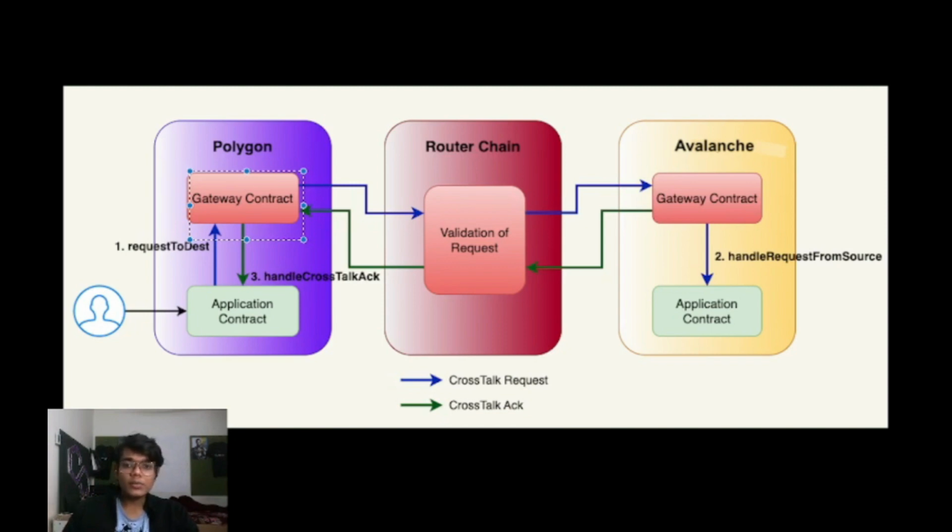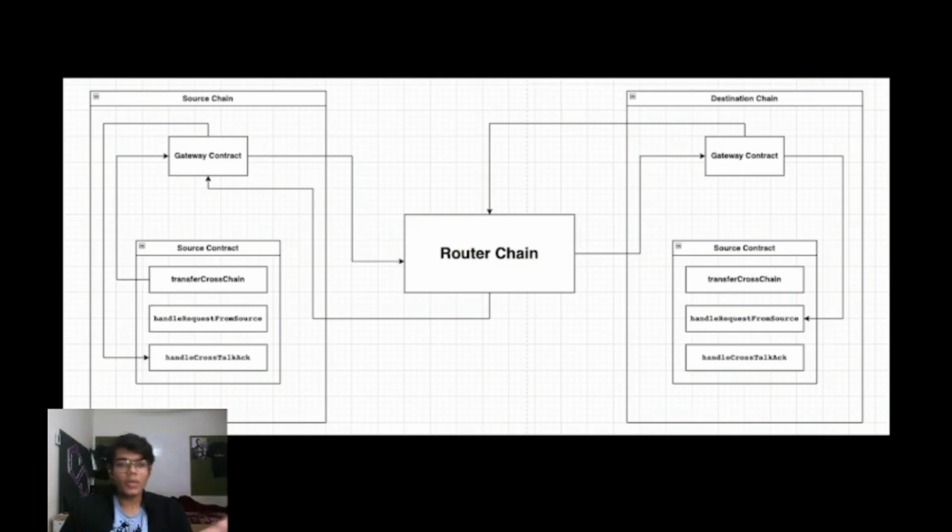So now let's learn about how we are going to use the crosstalk library in a contract. So this is the current roadmap, like how the flow will work from our source contract to the destination contract. First, in the source chain, we will have a gateway contract and the source contract. The same goes for the destination chain. We have a gateway contract and a destination contract.